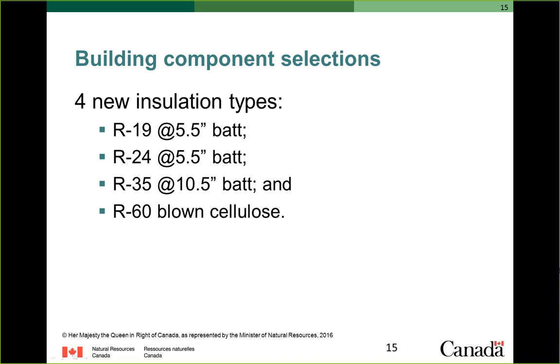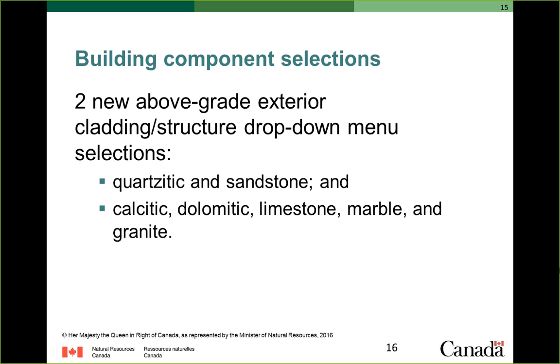Throughout the Wizard, new building component selections have been added. There are now new options for insulation, cladding, and structure type. Clad insulation types have been renamed to indicate their thicknesses, and 4 new types have been added that include R19 at 5.5 inches, R24 at 5.5 inches, R35 at 10.5 inches, and R60 blown cellulose. For above-grade walls, 2 new exterior selections have been added: quartzitic and sandstone, and calcitic, dolomitic, limestone, marble, and granite.